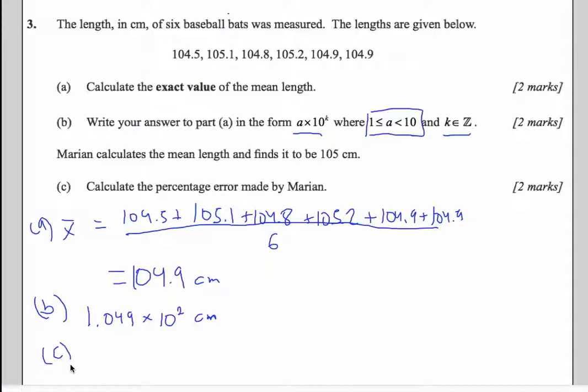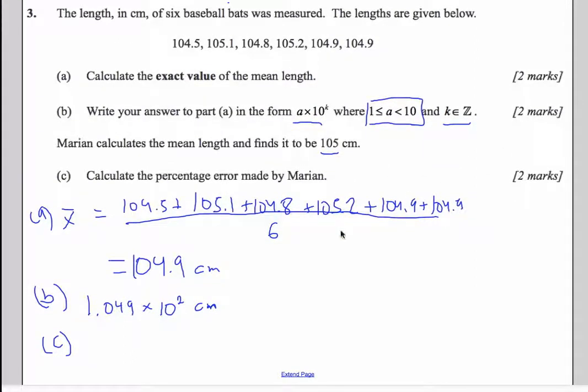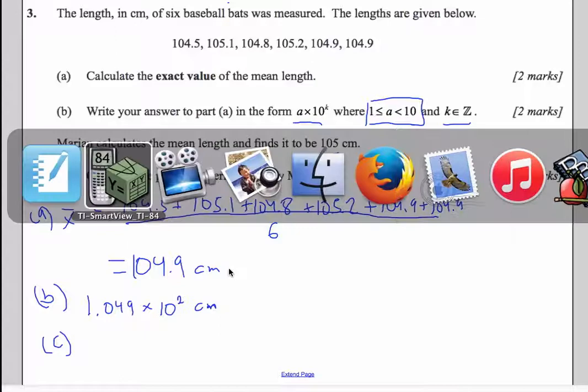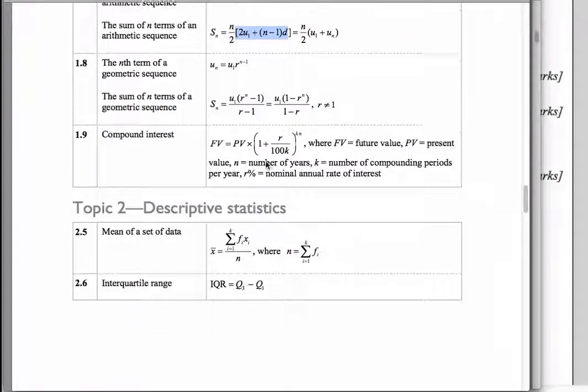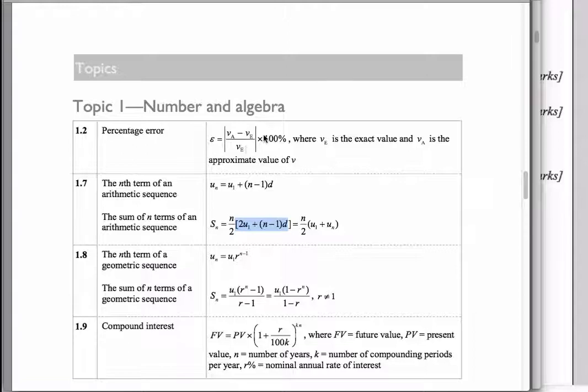Okay, next, part C, it says, Marion calculates the mean length and finds it to be 105. Calculate the percent error made by her. Okay, so we know the answer to part A is the exact answer. The answer to part B is Marion's approximate answer. I'm going to use the percent error formula to answer this one. So we need to find, okay, there's the very first formula, that's percent error. The error, E, is the absolute value of VA minus VE out of VE, where VE is the exact value, that's what we got in part A, and VA is the information they give you in the question.